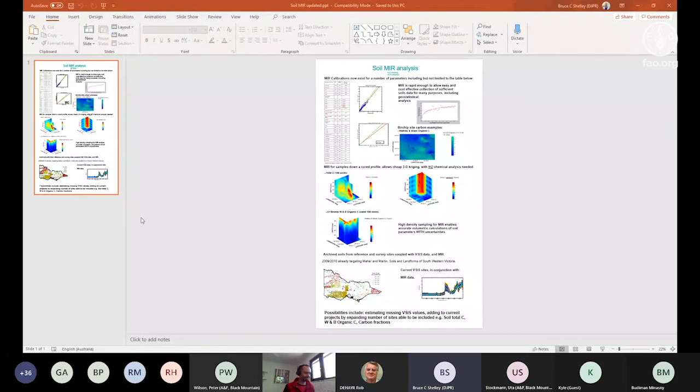Okay, so we've been in the MIR space for almost 20 years. We're still running our original Perkin-Elmer Spectrum 1 laboratory instrument, but that's supplemented with a Ziltec RemScan, which is basically an Agilent 4100 handheld MIR. Unfortunately, they're no longer available, but we'll get to the consequence of that a little bit later.